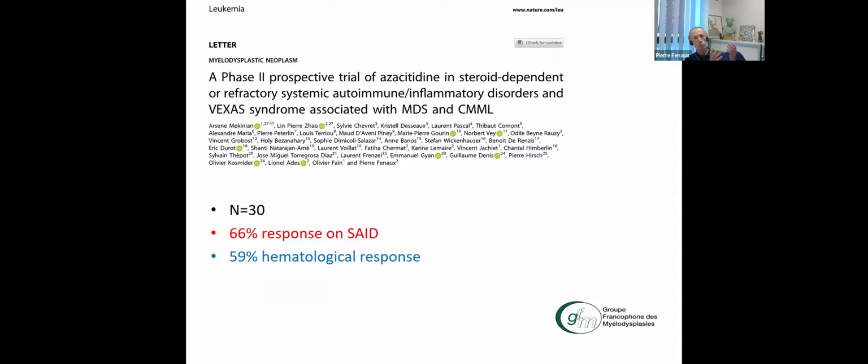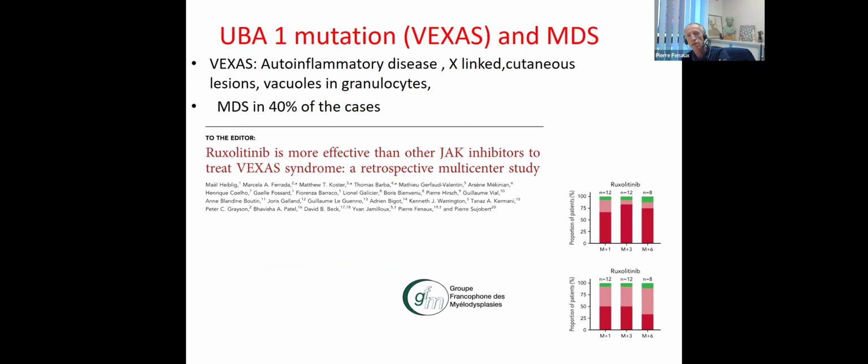And recently, in Blood, we published a larger series of close to 90 patients, showing once again a high response rate to azacitidine, both on MDS and on the inflammatory or autoimmune disorder. Now, in the same chapter, I would say, there is a disease which is called VEXAS, which is due to UBA1 acquired mutation. It's an autoinflammatory disease with cutaneous lesions, in particular, systemic clinical abnormalities. It is X-linked.